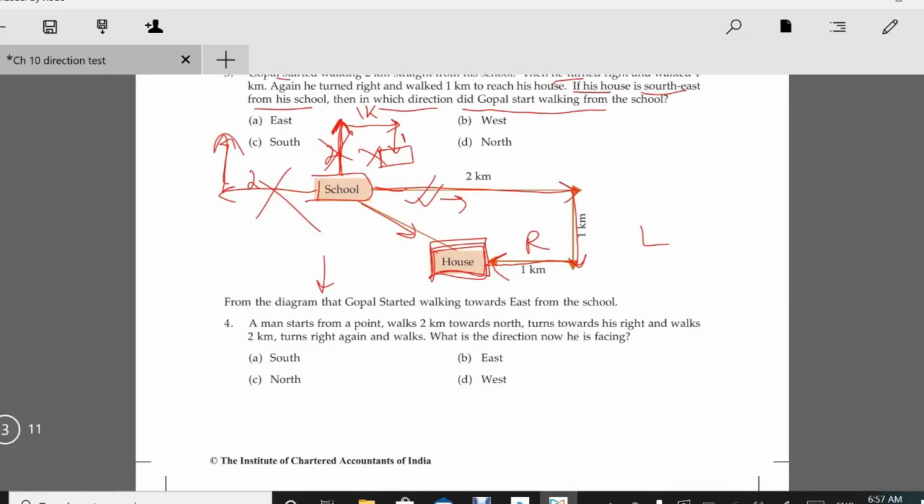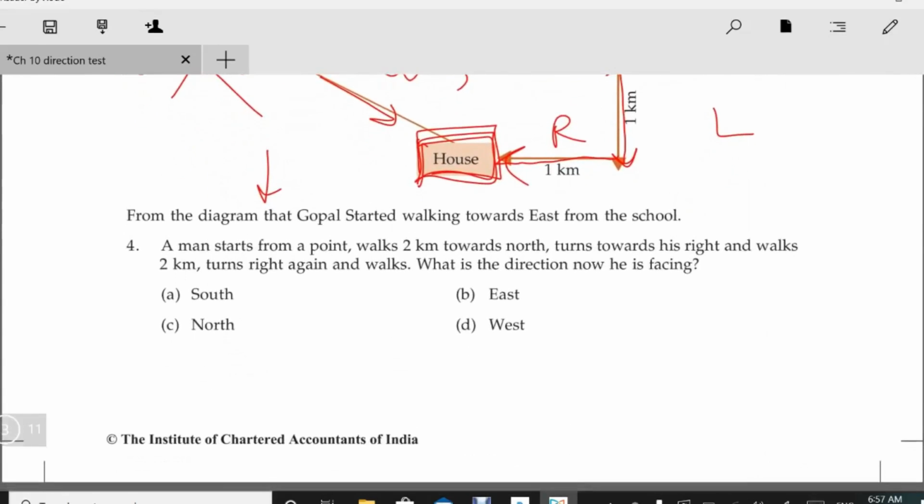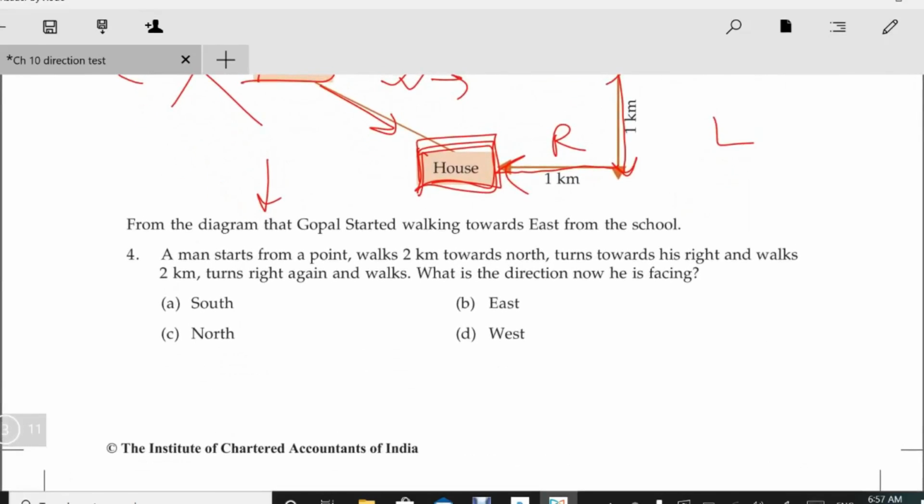Next question, example number 4. A man starts from a point, walks 2 kilometers towards north. Turns toward his right, and walks 2 kilometers. Turns right again and walks. How much? We don't know. What is the direction now he is facing? So now he is facing which direction? South. Yes, absolutely, you are correct.